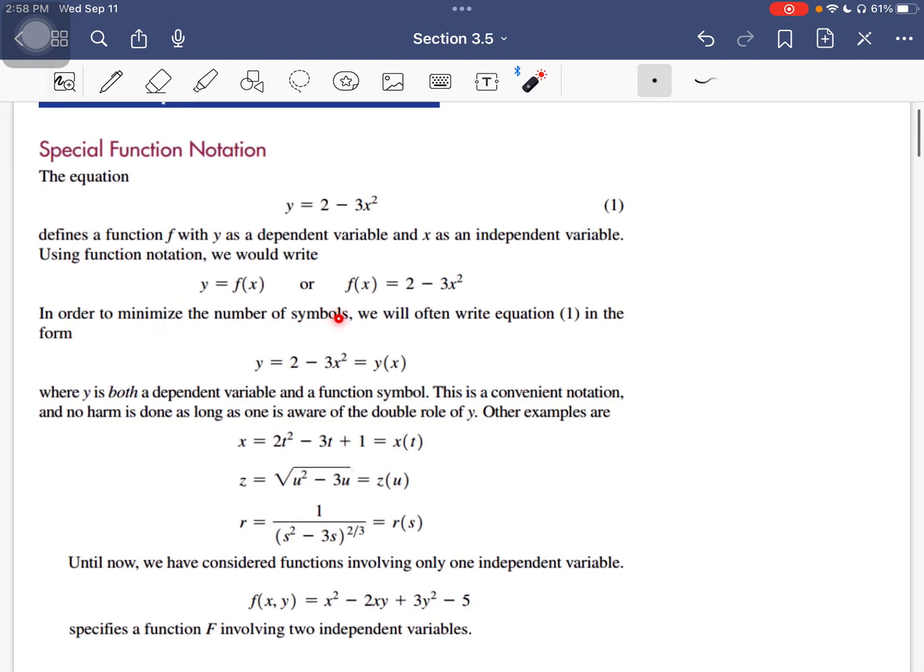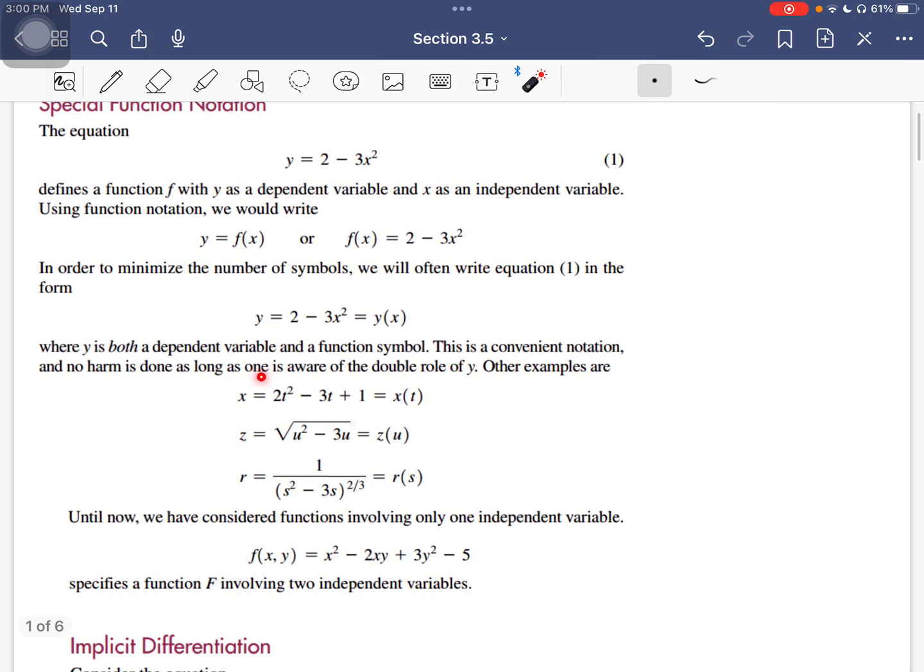In order to minimize the number of symbols we'll use, we will usually write this guy, equation 1, as this here. And in this case, y is both a dependent variable and a function symbol. So we just have to keep that in mind when writing our equations this way. And some examples are this here.